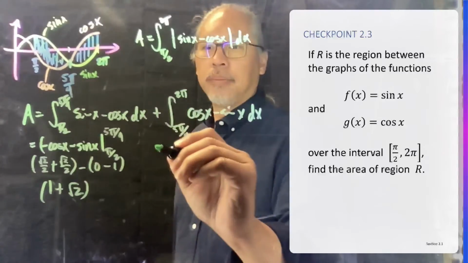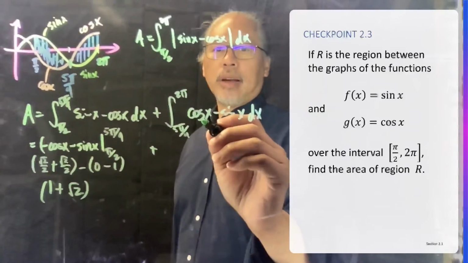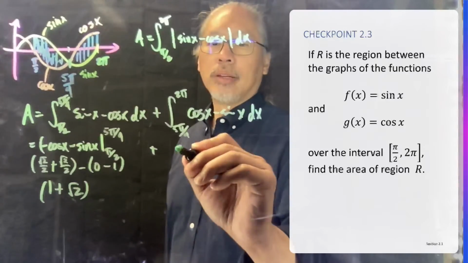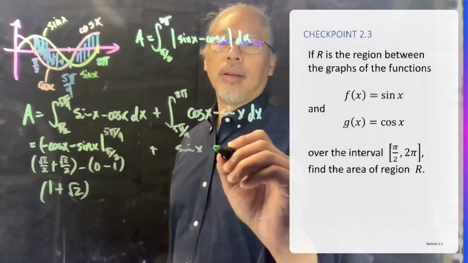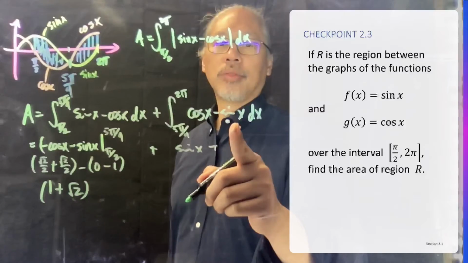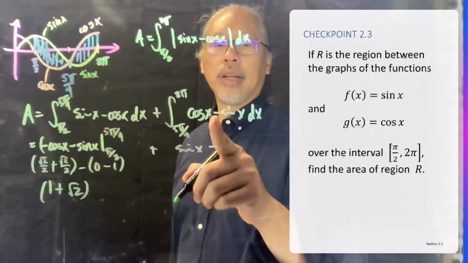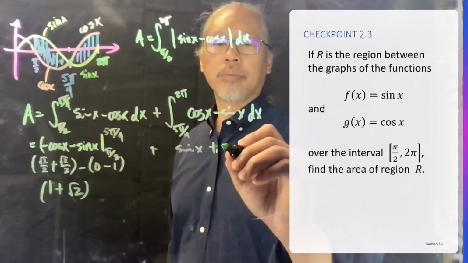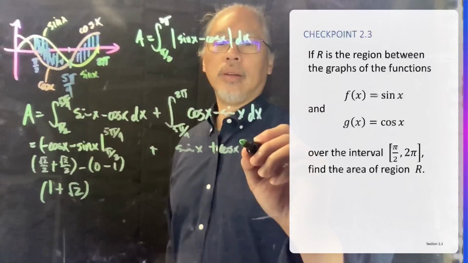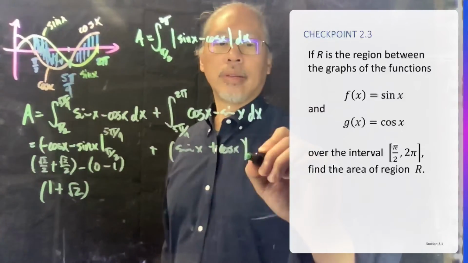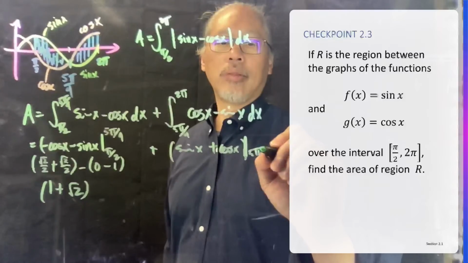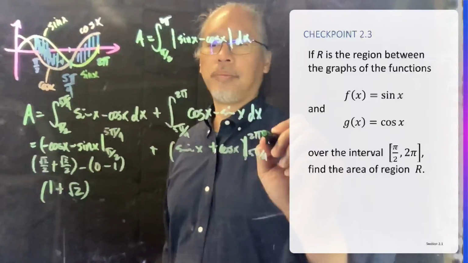Let's just go ahead and do it. The antiderivative of cosine, remember, is positive sine. And the antiderivative of sine is negative cosine. So there's a negative in front, negative cosine, so that's a positive cosine. And we're going to evaluate this from 5 pi over 4 to 2 pi.